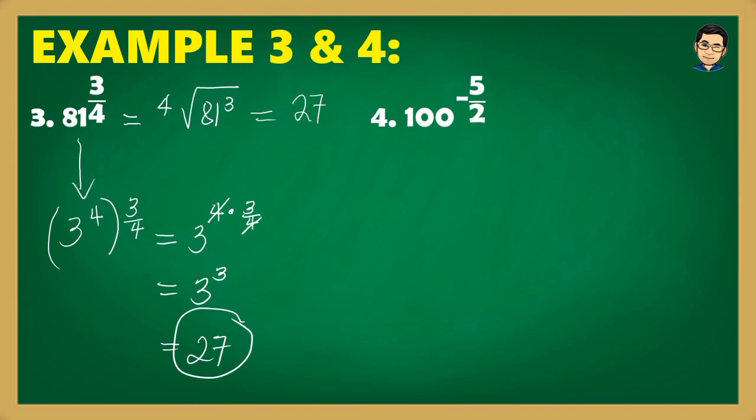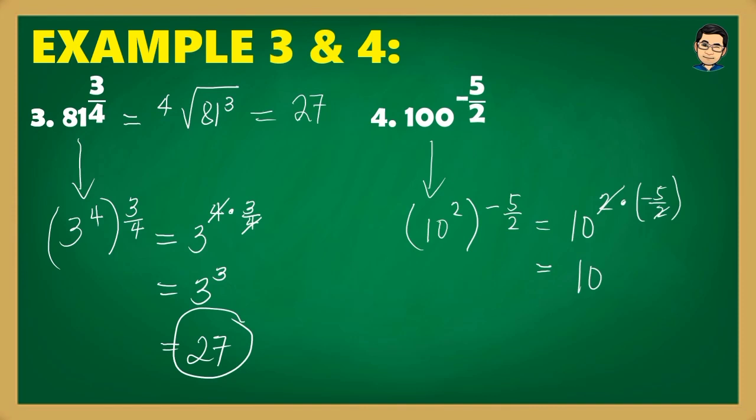Next, 100 raised to negative 5 over 2. So, yung 100, perfect square siya, na pwede natin express as 10 squared, di ba? 10 times 10 is 100, and then raised to negative 5 over 2, na pwedeng isulat as 10 raised to 2 times negative 5 over 2. Ayan. So, multiplying the exponents, 2 and negative 5 over 2, makakancel yung 2, and then matitira na lang po is yung negative 5. So, 10 raised to negative 5.